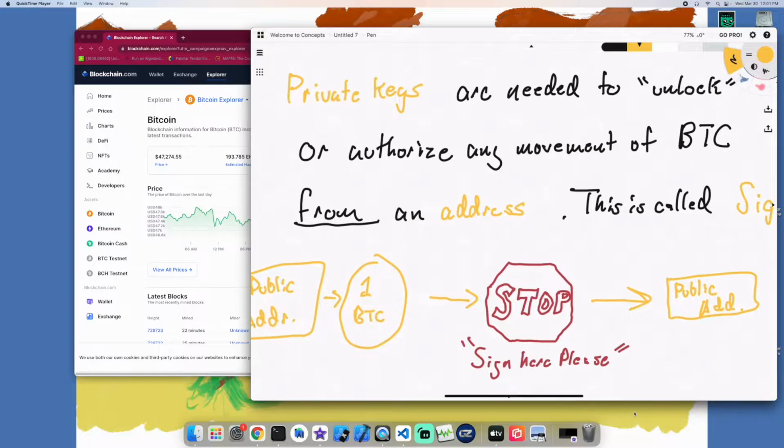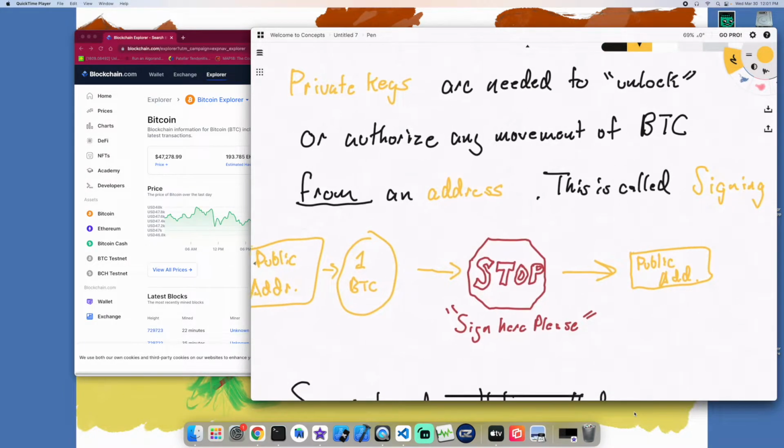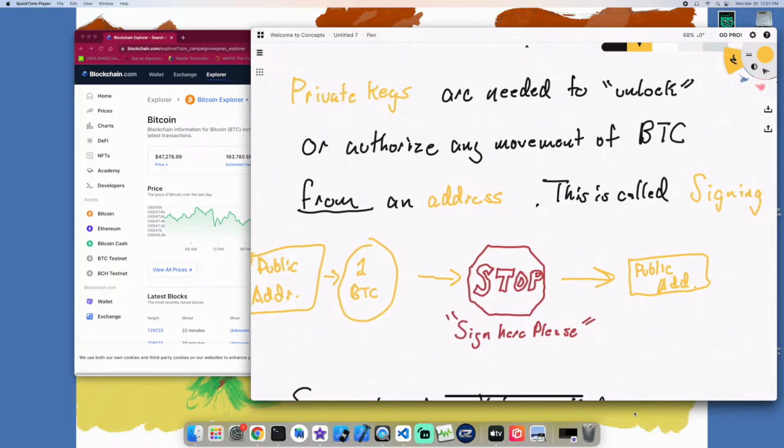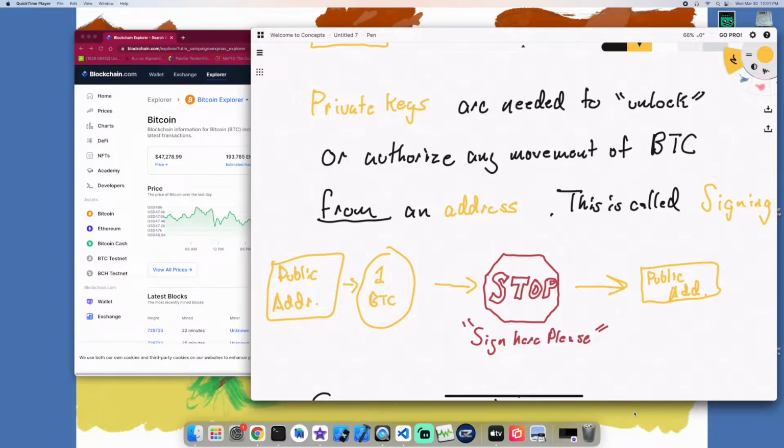Private keys are needed to unlock or authorize any movement of BTC from an address. This is called signing. So here you can see my signing down there. Here you can see I have a public address. It is sending 1 BTC to this public address over on the right. However, it is going to be stopped and asked to sign here, please. If it does not have a valid signature, this transaction will not go through.